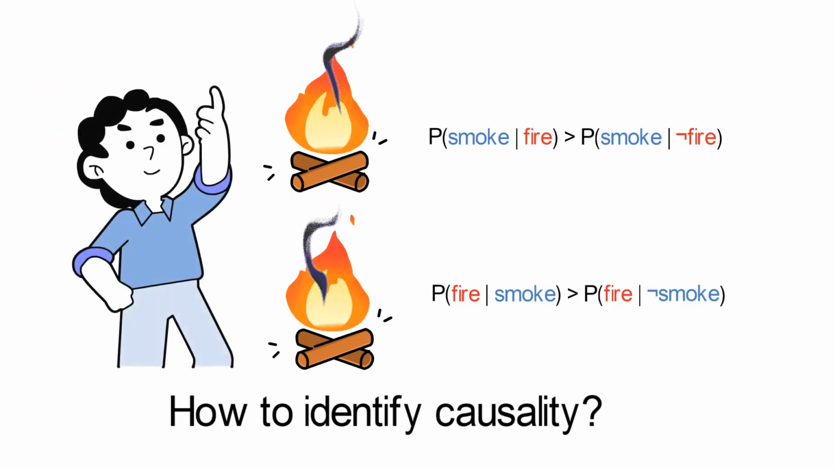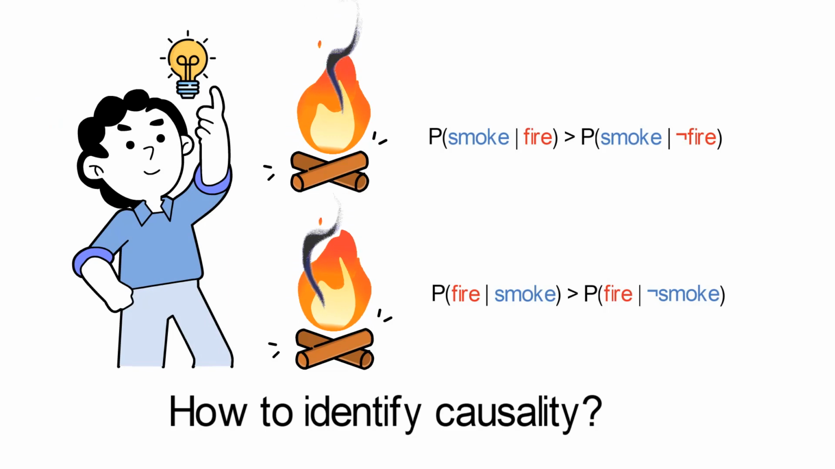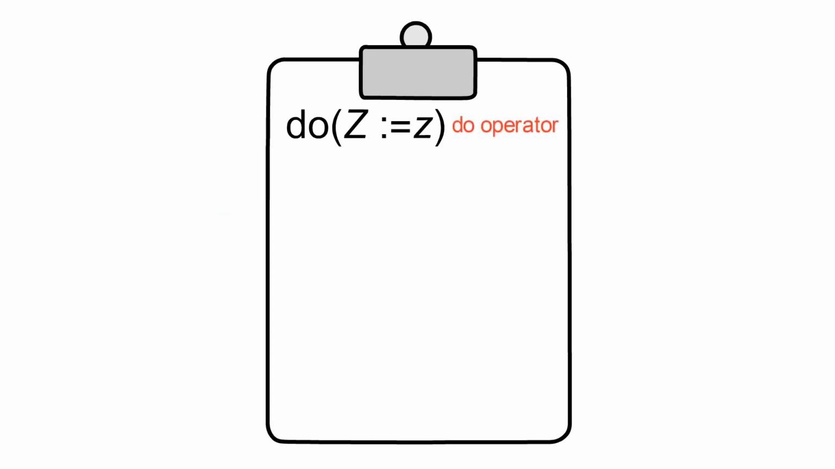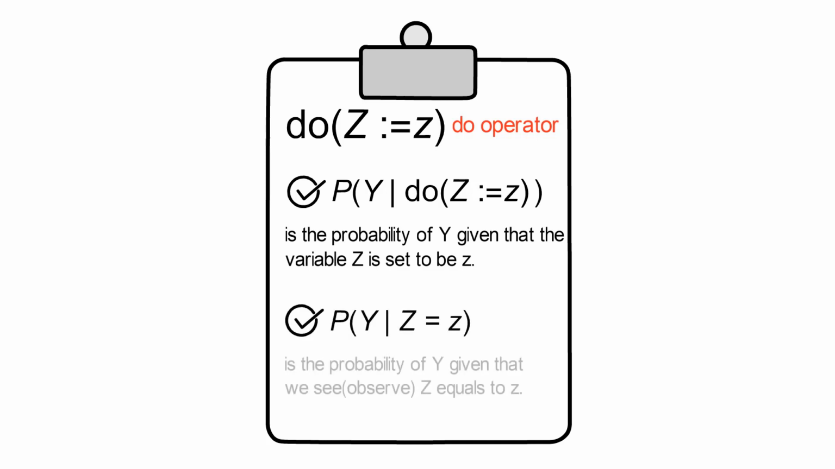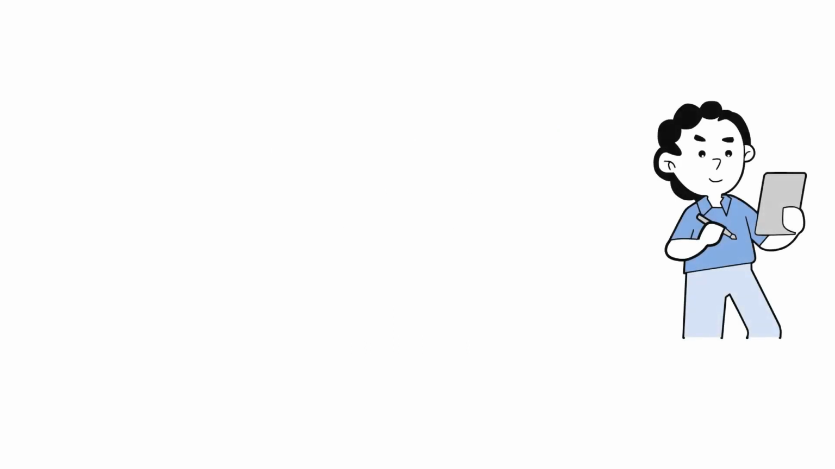The idea is to perform an experiment and intervene on the variables. By a perfect intervention on a variable, z, we mean to force it to some fixed value, denoted by the so-called do operator. Then P of y, given do of z, is the probability of y, given that the value of z is forced, whereas P of y, given z, is the probability of y, given that we see or observe z. Now back to our smoke fire example.